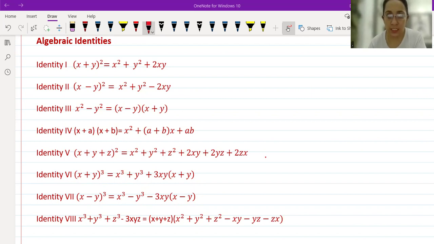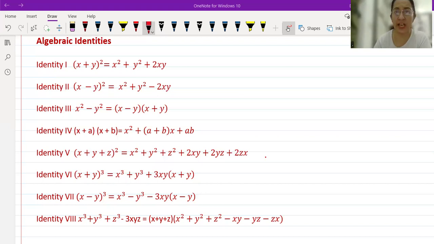Actually, what are these identities? Algebraic identities are nothing but the formulas that we are going to use in different sums, different questions. The basic step to learn these algebraic identities is that when you practice more and more sums, gradually they will settle in your mind. So this is one way. Otherwise, the second way is that I will also guide you how to learn it in a simpler way. So let's start with the first identity.